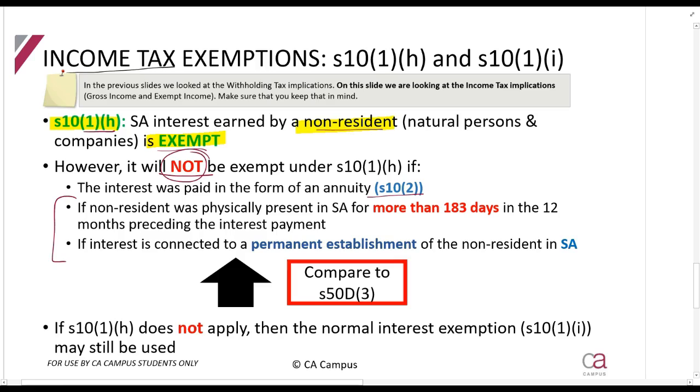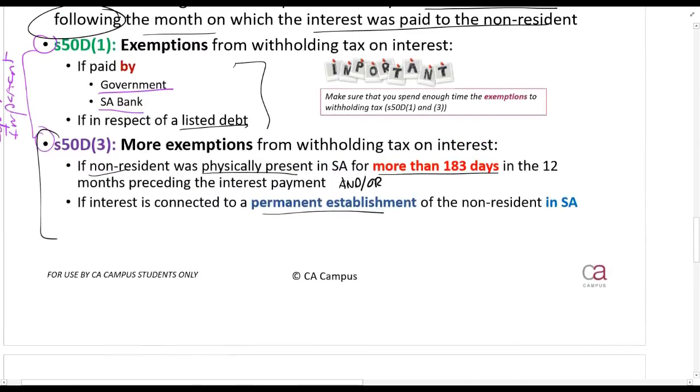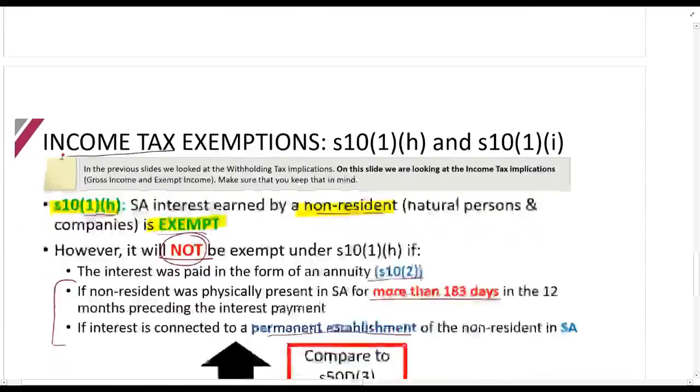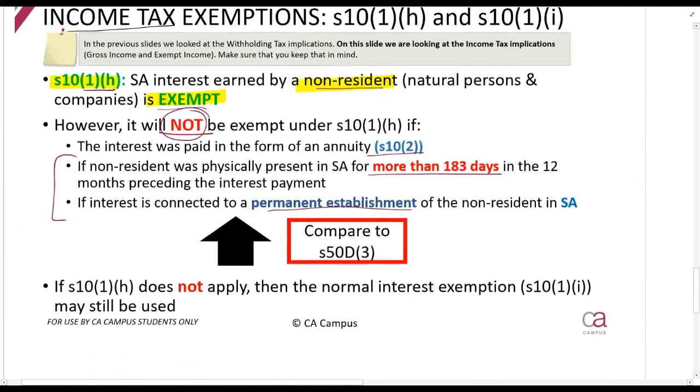Section 10(2) tells us, just be aware of it, but more important, these two. It will not be exempt if the non-resident was physically present in South Africa for more than 183 days in the 12 months preceding it, or if it's a permanent establishment. So guys, if you compare to section 50D3, it's the same situation. Section 50D says it will be exempt from withholding tax if those things apply, but section 10(1)(h) says it will not be exempt from income tax if it applies.